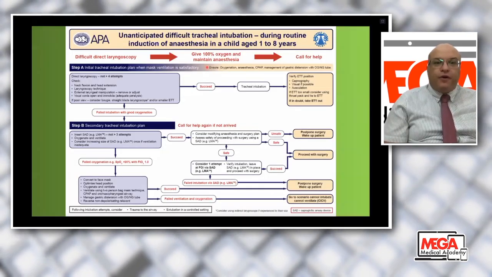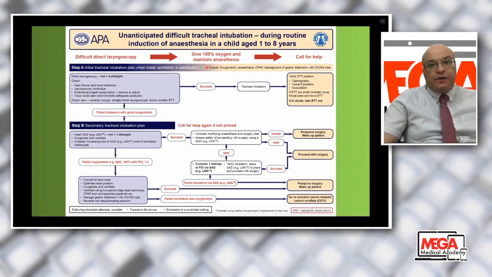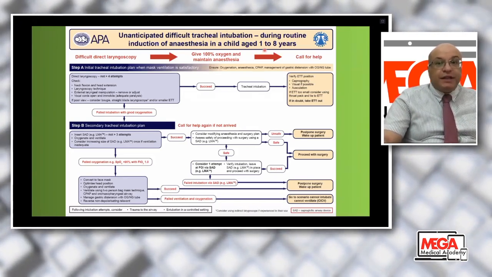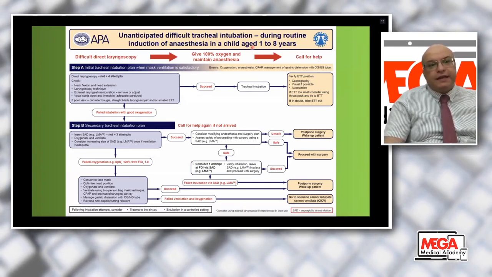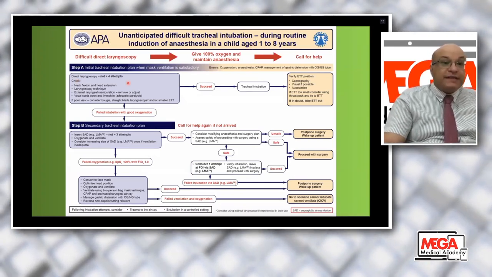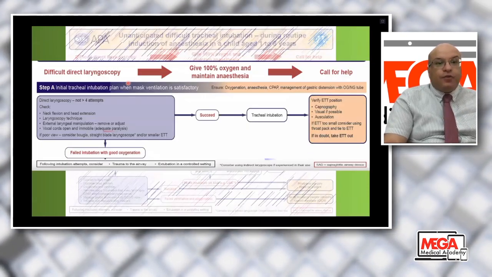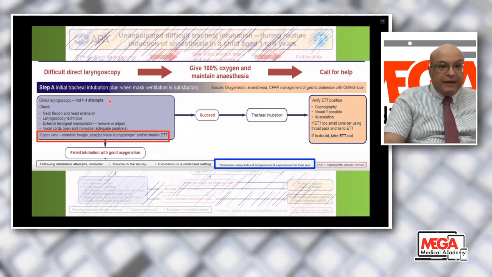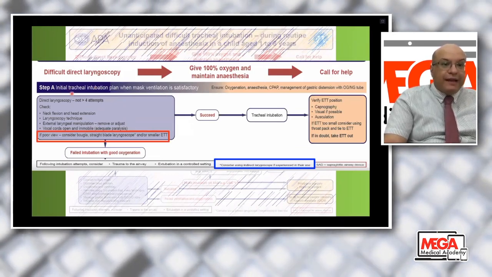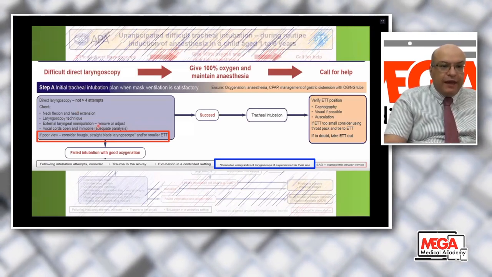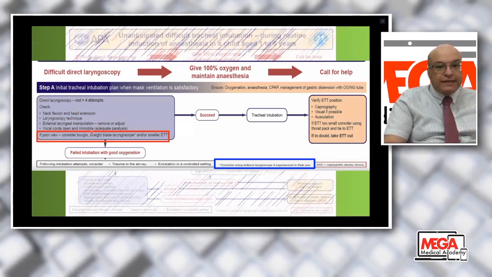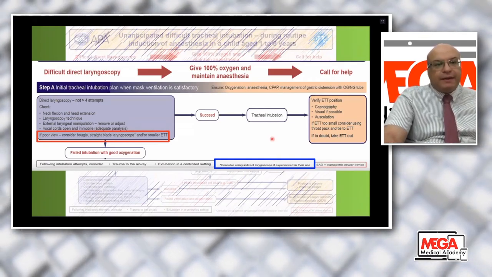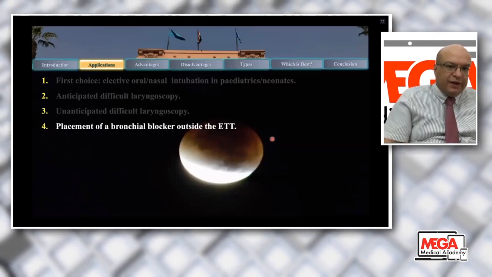If we go back to the DAS, the Difficult Airway Society algorithm for difficult airway management in children aged 1 to 8 years, you can take a look here at step A, the initial tracheal intubation plan. When mask ventilation is satisfactory, you don't have a problem in ventilation, with more than 4 attempts using direct laryngoscopy, you have to consider using a bougie, straight blade, or video laryngoscope. So this is for unanticipated or anticipated airway difficulty.